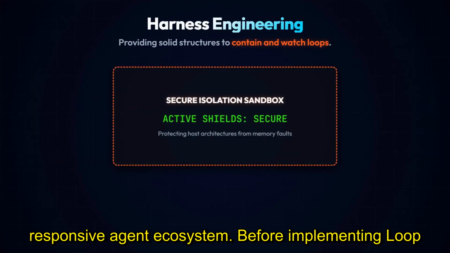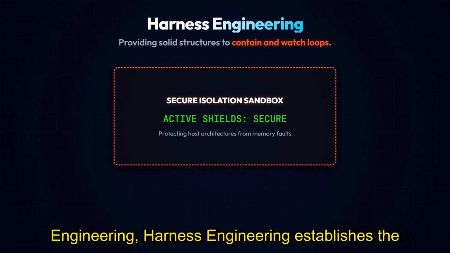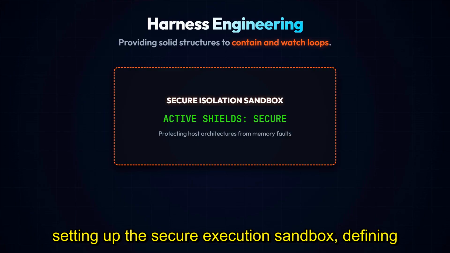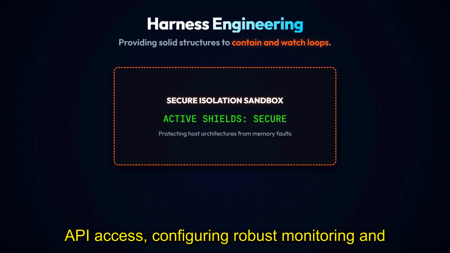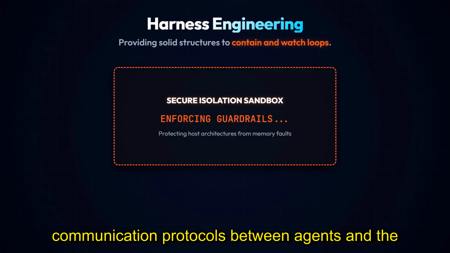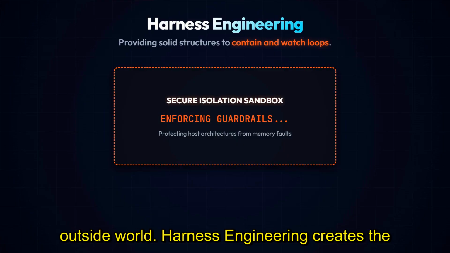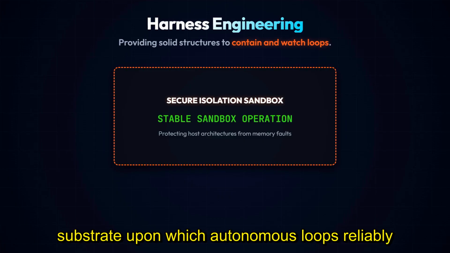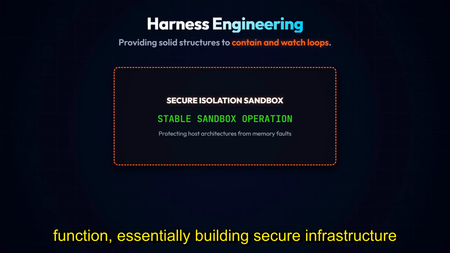Before implementing loop engineering, harness engineering establishes the essential foundational environment. This involves setting up the secure execution sandbox, defining API access, configuring robust monitoring and logging tools, and establishing precise communication protocols between agents and the outside world. Harness engineering creates the controlled, observable, and safe operational substrate upon which autonomous loops reliably function, essentially building secure infrastructure and guardrails for agent deployment.